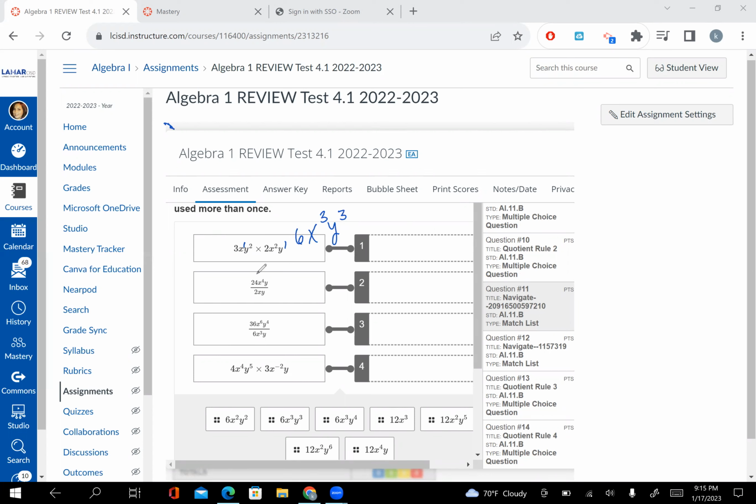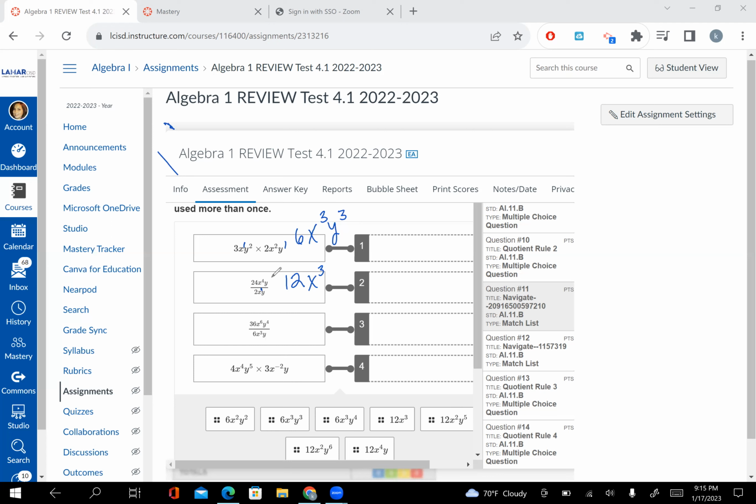All right, our next one here, it's quotient rule. So we're going to be dividing our regular numbers like normal. So 24 divided by 2 is going to be 12. And then we deal with our exponents here. So we're subtracting. We have x to the power of 4 on top and x to the power of 1 on the bottom. So we would do 4 minus 1. So you would end up with x to the power of 3.